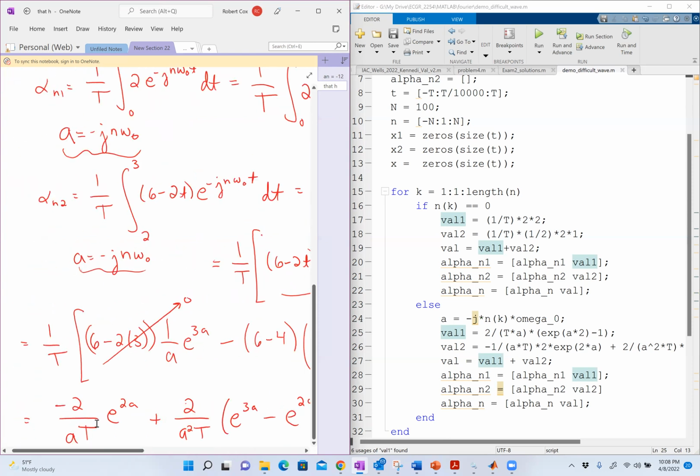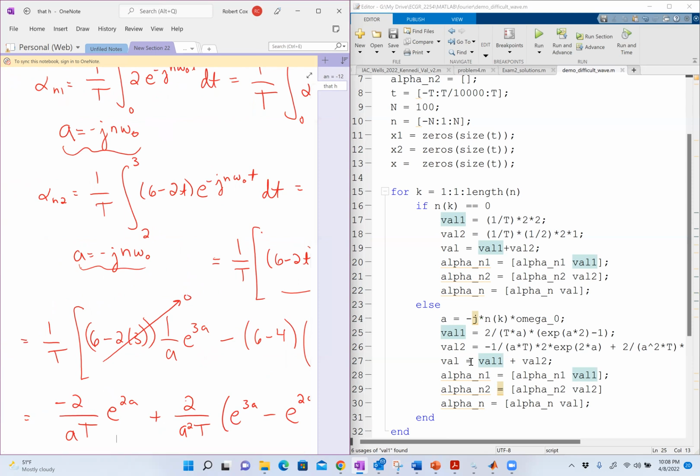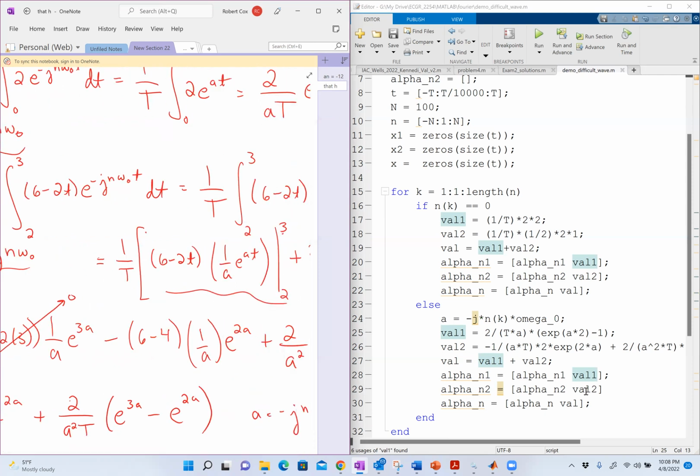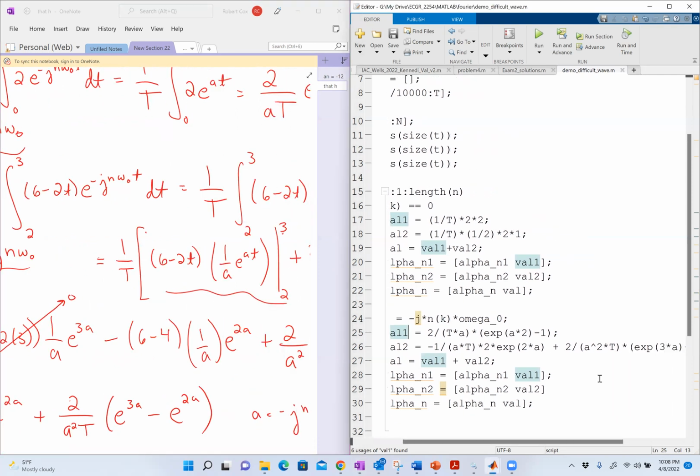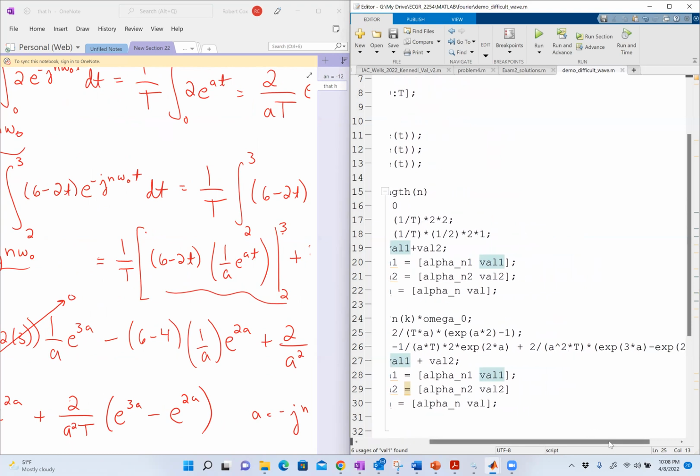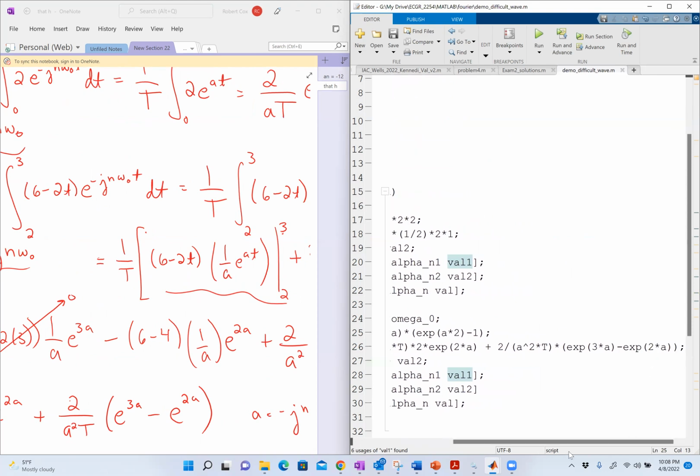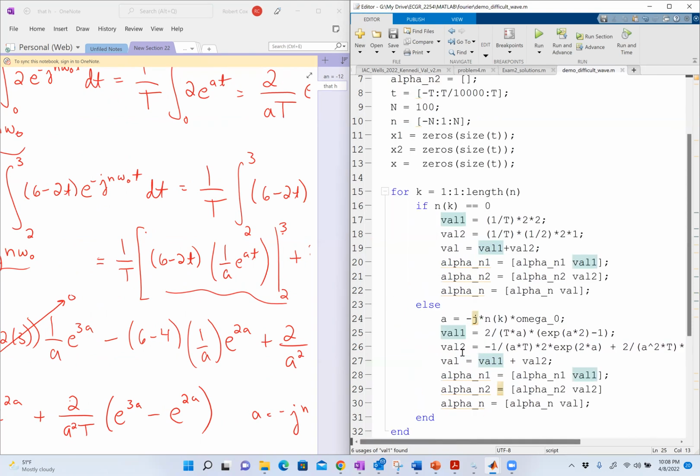All right, it's my alpha 2 value. So let's see what I wrote in here. I have minus 1 over a times 2 times exponential 2a. That's this term right here. Remember, I'm always trying to match up these terms like that. Over here, I have 2 over a squared times t times exponential 3a minus exponential 2a. And then val equals val 1 plus val 2.